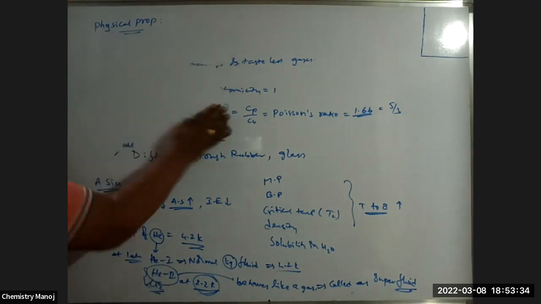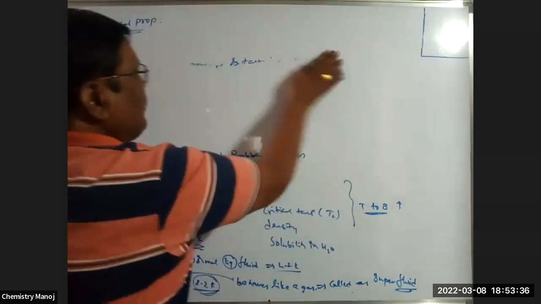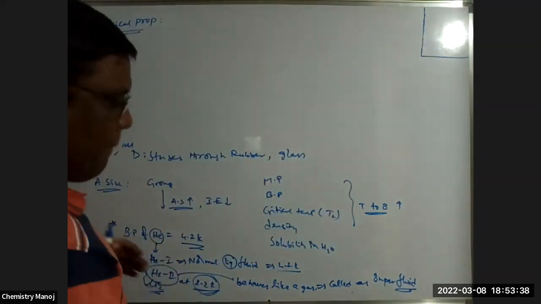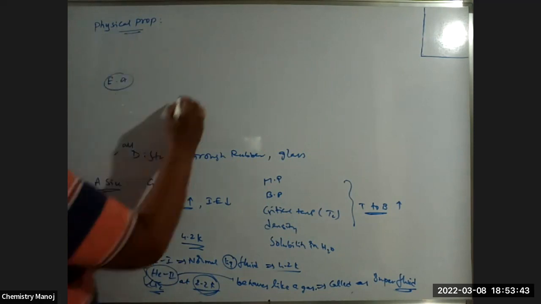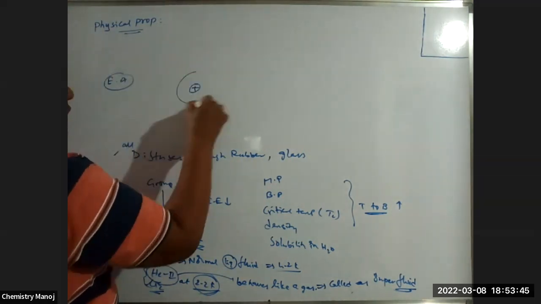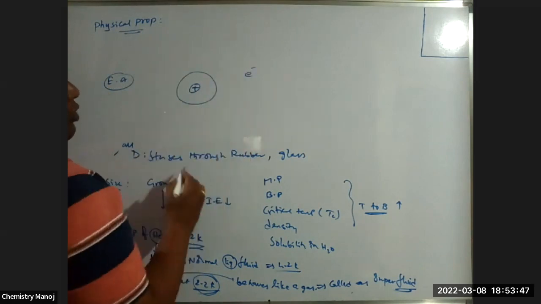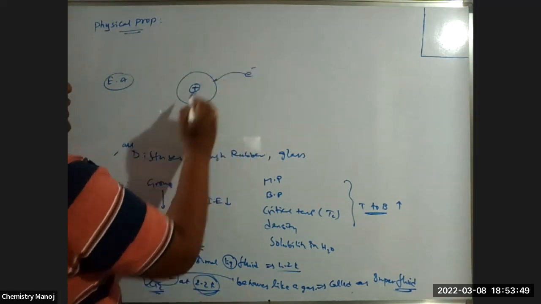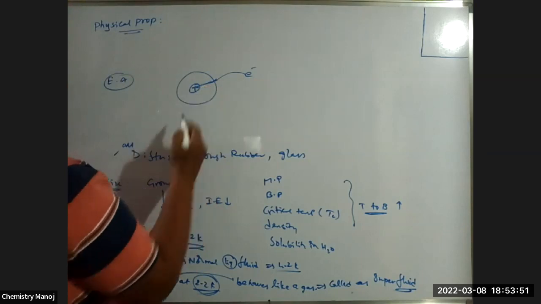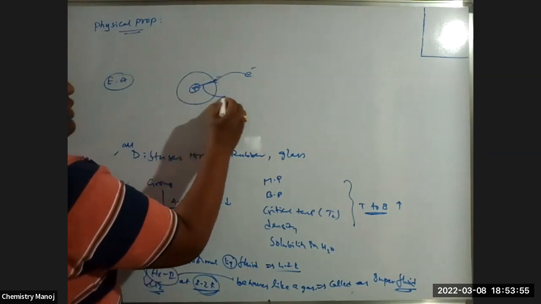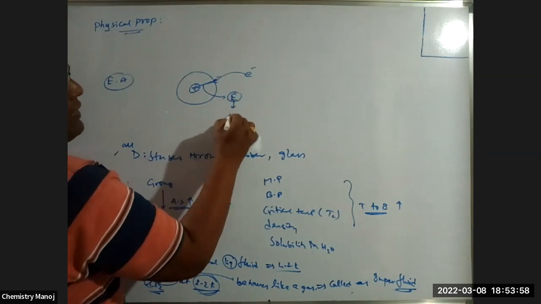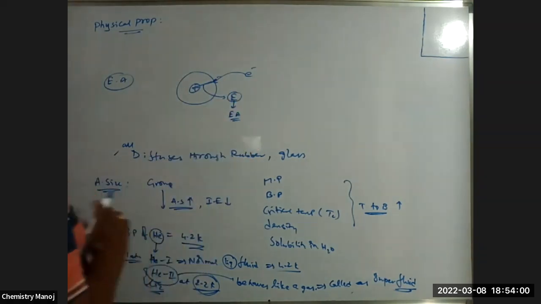Electron affinity. What is electron affinity, boys? There is an atom, this is the nucleus of the atom, and there is an electron outside this atom. If the electron enters the outermost orbit, that electron is attracted by the nucleus. Because of the attraction between this incoming electron and the nucleus, some energy is released. This released energy is called electron affinity.